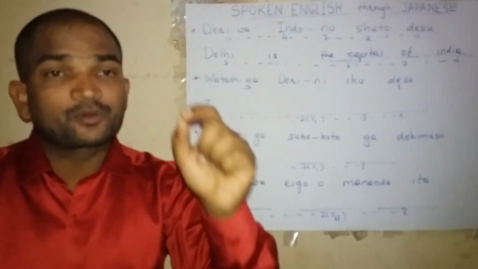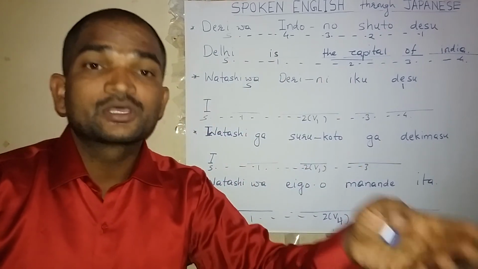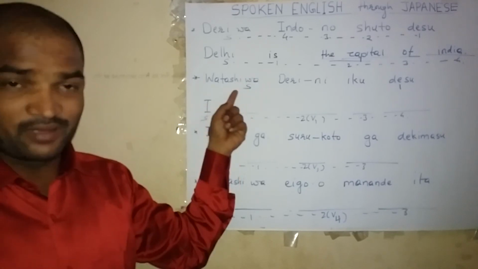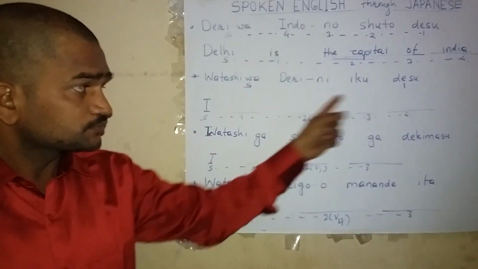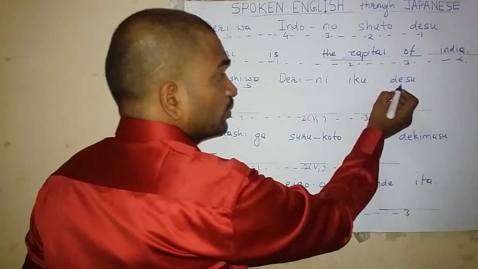For the singular pronoun we use is, and for plural nouns we should use are. Here, for watashi wa we use I. For desu, I am. I am.